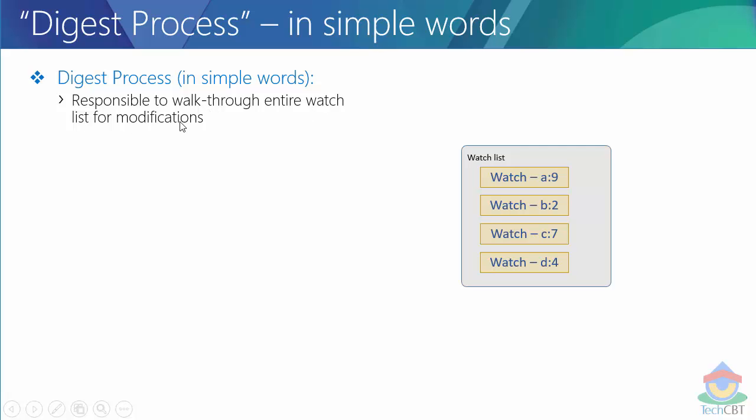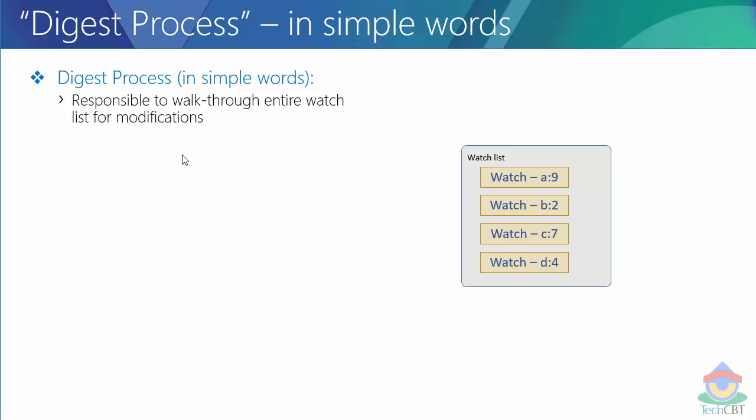Now, a digest process in simple words is responsible for walking through the entire watchlist looking for modifications. As I mentioned in my previous video, the AngularJS framework keeps track of all of these variables, their previous values and current values, and based on the modifications the user makes, these watches update the UI, or the DOM. So there is a process which continuously monitors these watches and informs the UI to update or render the DOM.